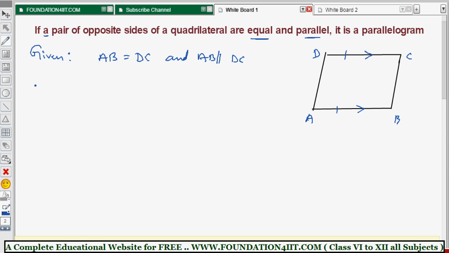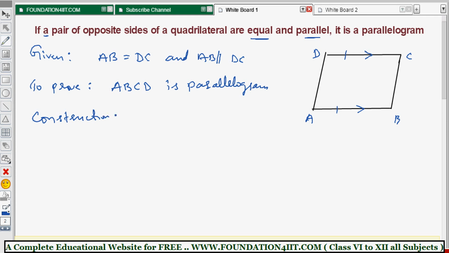Then we need to prove that ABCD is a parallelogram. So we need to make one construction because we need two triangles to prove congruent. So we need the concept of congruency only. We'll prove this with a construction.